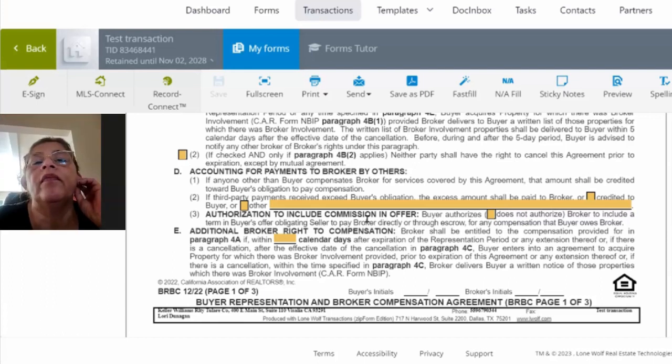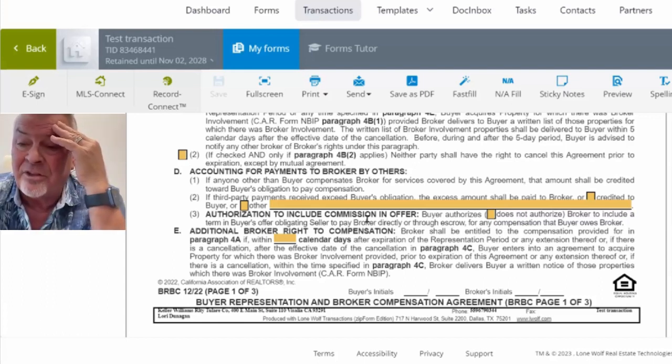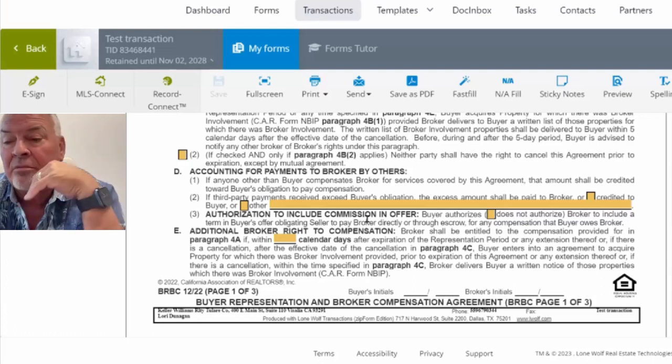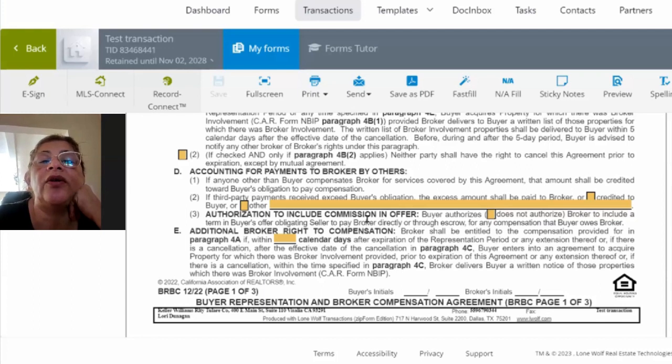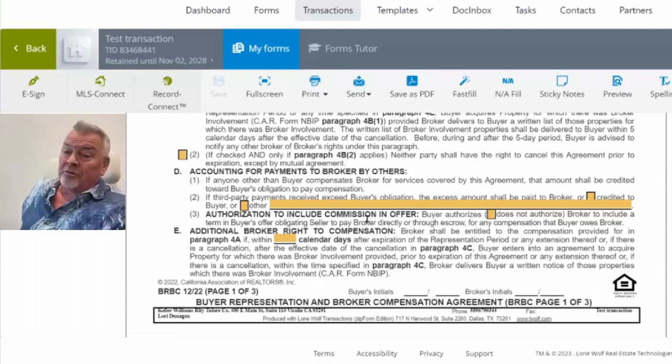Okay. So that's why they changed it to the BRBC. They added that BC, buyer compensation. Before it was just an exclusive buyer agreement with no compensation. Rafina, I think that as time goes on, you'll start seeing this form more and more used by agents just because of the changing environment that we're in. Like I said, our brokerage is making us do it.